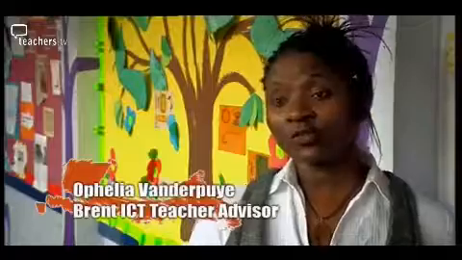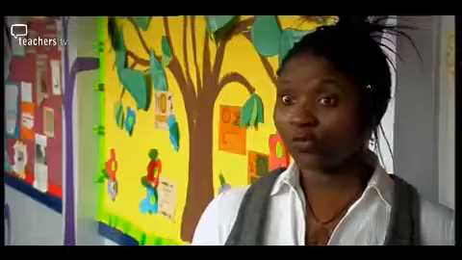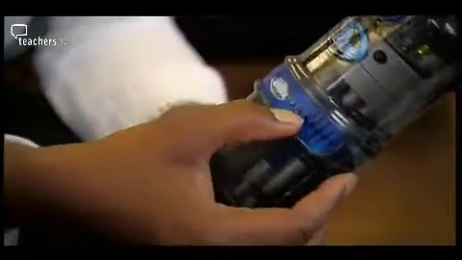And here to help Avril is ICT teacher advisor Ophelia van der Pooy. The digital microscope is a great piece of kit. It allows children to take snapshots of specimens. It allows you to use it as an ordinary microscope with different magnifications, and it also allows you to do time-lapse photography. One of the things that you might want to go through at the beginning of the lesson is talking to the children about the microscope and the parts of the microscope, particularly looking at the magnification, 60 times, 200 times, and so on.